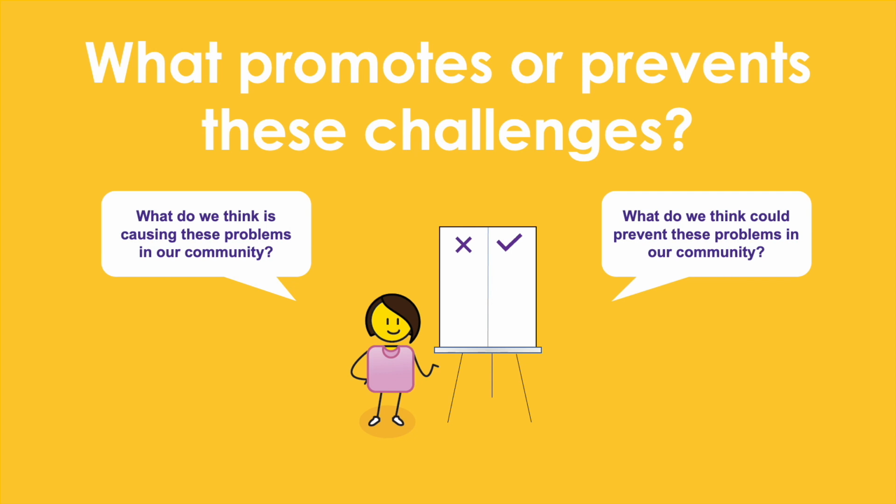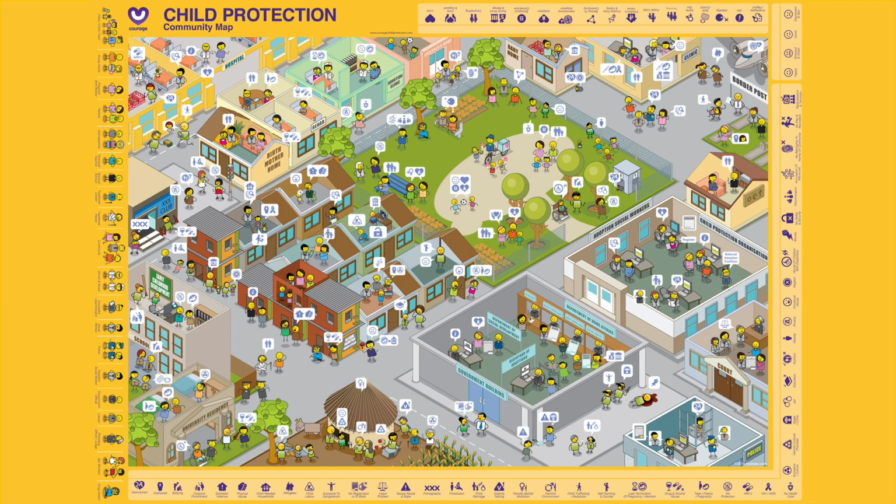Once they have identified all of their challenges, ask them to make a list of all the things that they think are causing the challenges in their community, and another list of all the things that they think can prevent these challenges from taking place. If you are using this presentation as the workshop stimulus, you may want to press pause now so that participants can spend some time exploring the community map. Press pause now.